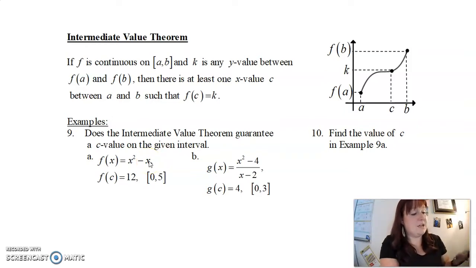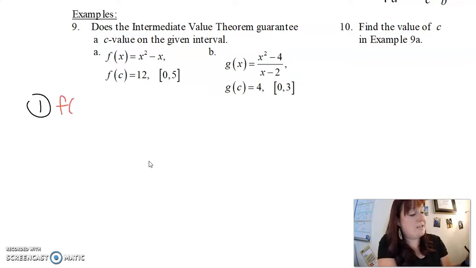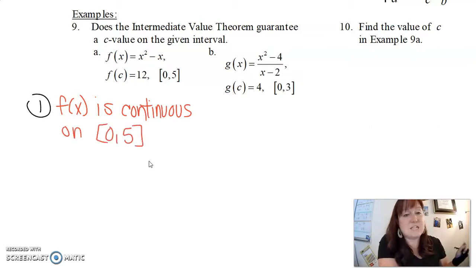Yes, this is continuous because there is nothing illegal, right? There are no domain restrictions. So number one is we have to write f of x is continuous. Anytime we're checking with the intermediate value theorem, we need to satisfy all conditions, and we need to show that we satisfied all those conditions. So we actually have to write down, yes, I satisfied that condition, f of x is continuous.